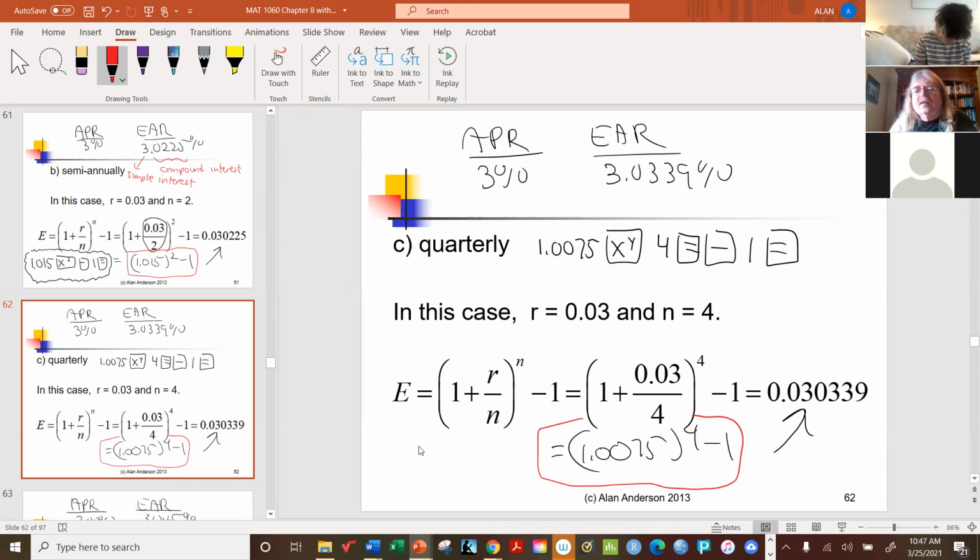Now, on your calculator, which I've moved up here, this time there is no 4th power key. What you do is use the exponential key, and that means you do need this equal sign here. So you'll go 1.0075 raised to the fourth power equals, and whatever that is, you need to subtract the 1 to come up with your final result, which you can see is 3.0339%.